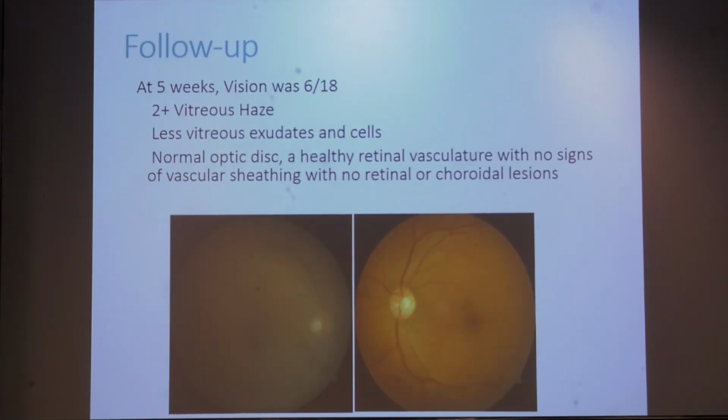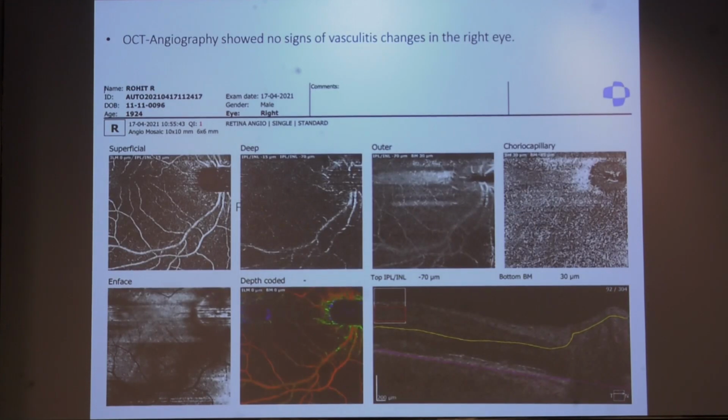At 5 weeks, the vision was 6/18. As you can see, the vitreous haze is now 2+. You can see the optic disc, and blood vessels can be faintly seen. There is no evidence of vascular sheathing or vasculitis. The OCT angiography also showed no vasculitis changes in the right eye.